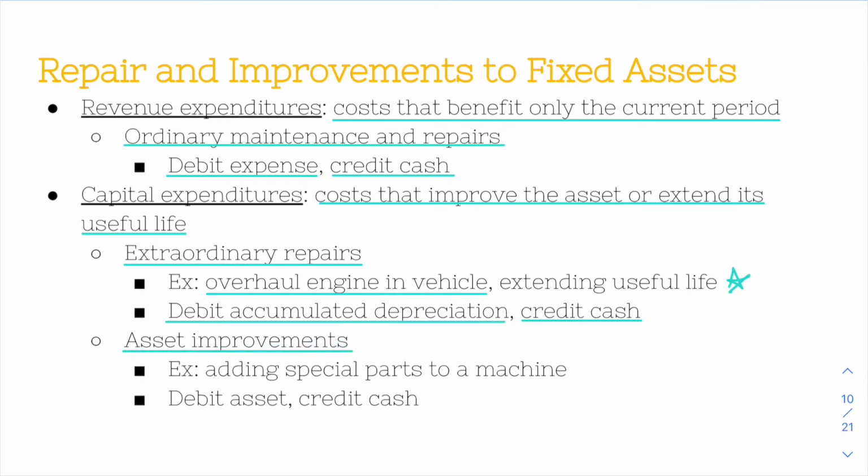So this could be something like adding special parts to a machine. I think the example in the book is adding a hydraulic lift to a truck or something like that. So when you do this, you are going to debit the asset because now the asset itself is worth more. So you're increasing the value of the asset on your books and then you're crediting cash. So in all of these, since they're all repair and improvements, you're always crediting cash, you're paying cash, but what you do on the debit side varies.